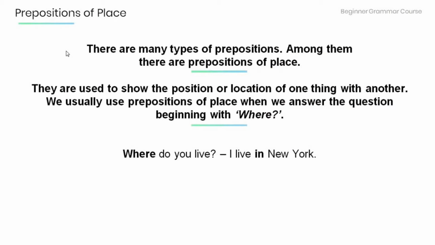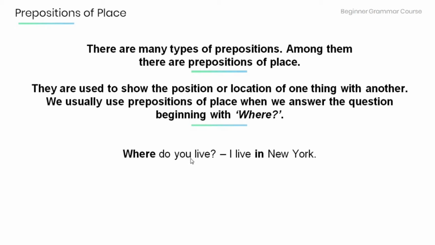Now, there are many types of prepositions, and among them are prepositions of place. Now, they are used to show the position or location of one thing with another. Note that we usually use prepositions of place when we answer the question beginning with where. Have a look at the example over here.